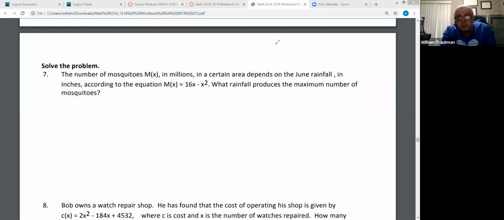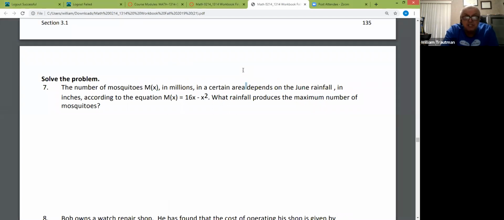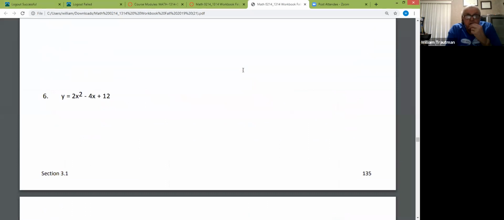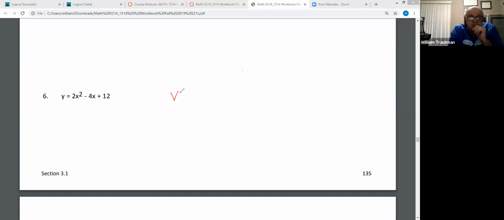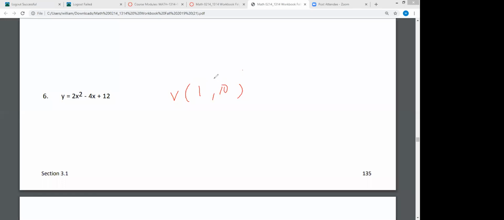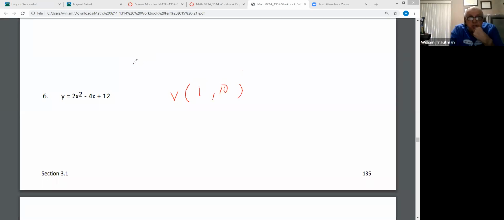I think I forgot to do part of the question up here. I want to go back to number 6 for a second. What did I get for the vertex for number 6? Did anybody write it down? 1 and 110. Remember, we had to put it in vertex form, y equals a times x squared plus y, and we put a 10 here and a -1 here.